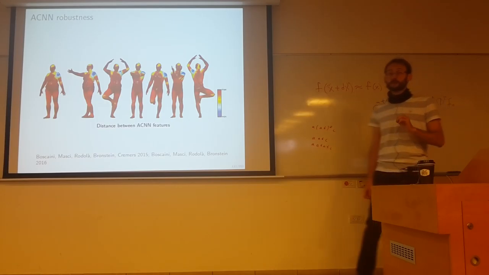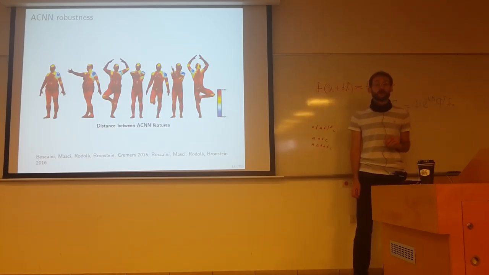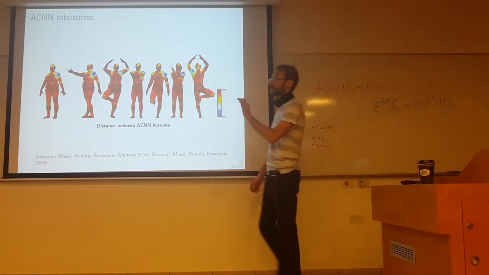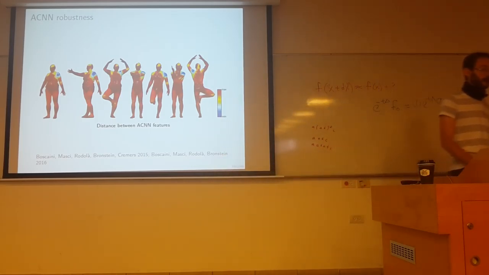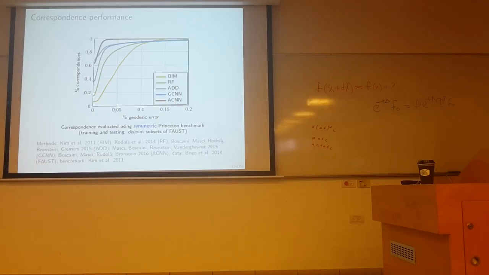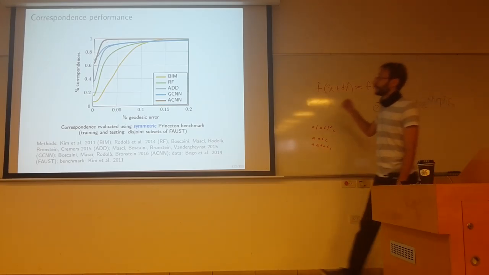So this is exactly the same heat map. We took the point on the shoulder and compared the features that were produced by the network to the features of all the rest of the points. You see that it's very specific and very well localized, and it also discriminates between symmetric points.